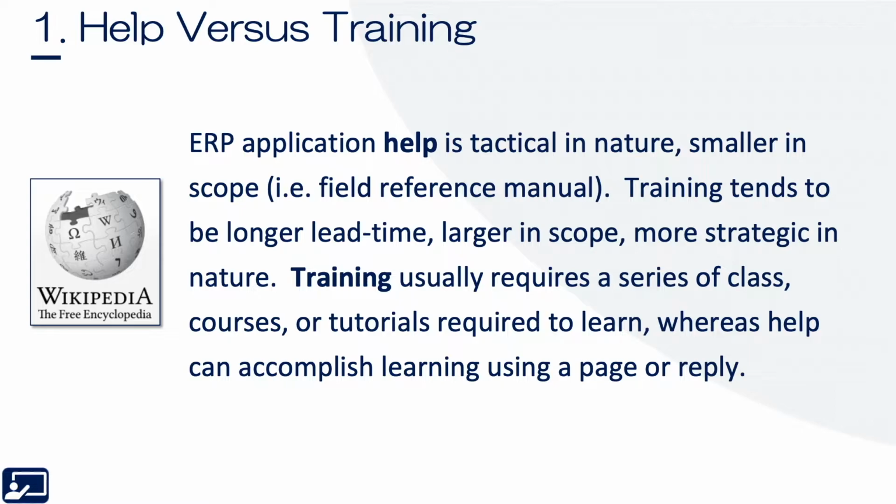Slide 1, help versus training. ERP application help is tactical in nature, smaller in scope. For example, field reference manuals. Training tends to be longer lead time, larger in scope, more strategic in nature. Training usually requires a series of classes or courses or tutorials to learn, whereas help can accomplish learning using a page or a reply, meaning just smaller and more tactical.